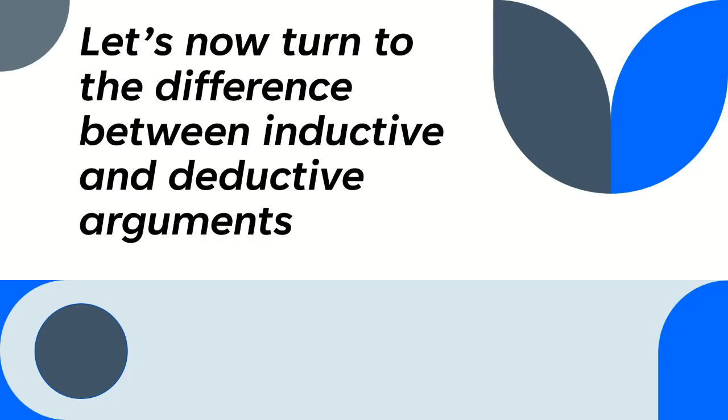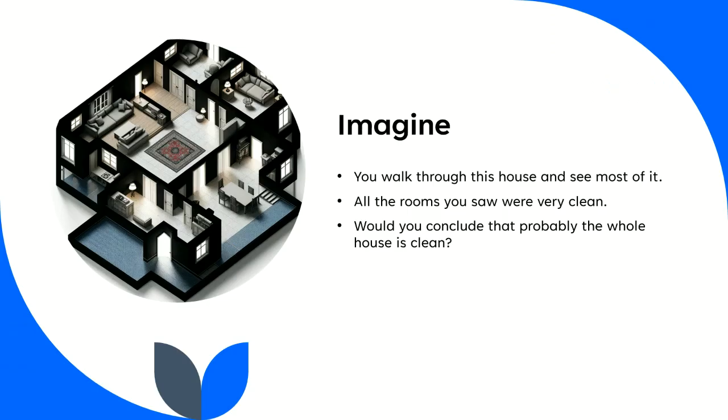Now let's talk about the difference between inductive and deductive arguments. First, I want you to imagine something for me. Close your eyes and imagine this. You walk into this beautiful large house. You're shown 90% of the home, and all the rooms that you see, 90% of the home, are very clean. Would this lead you to conclude that probably the whole house is clean?